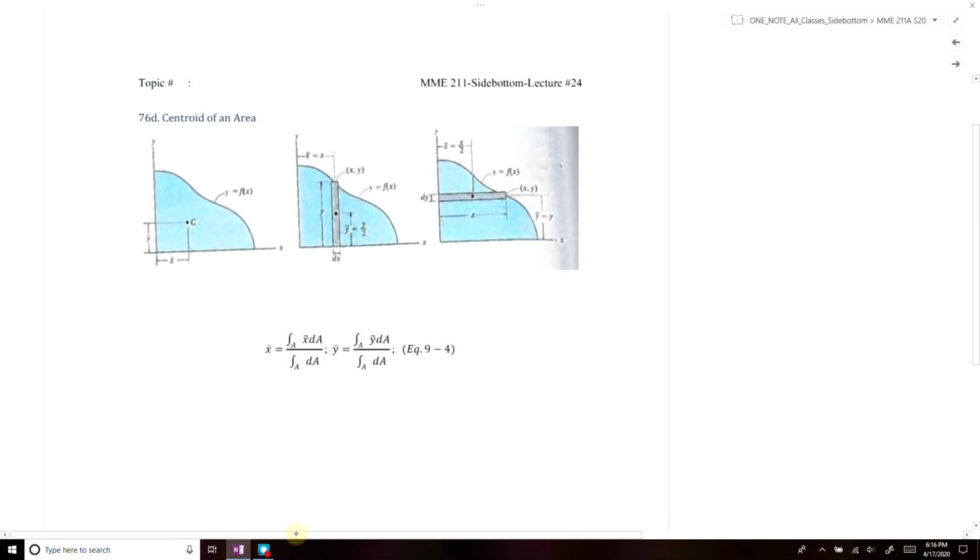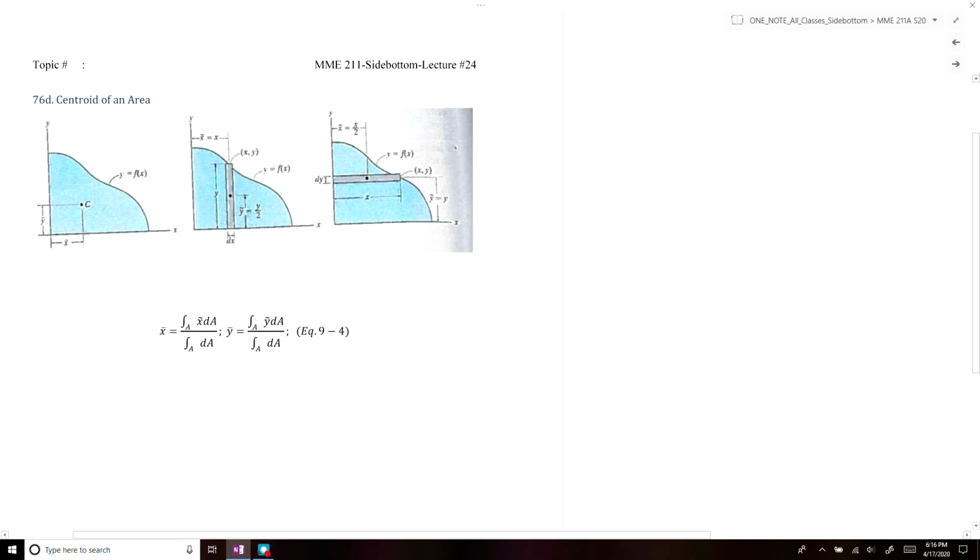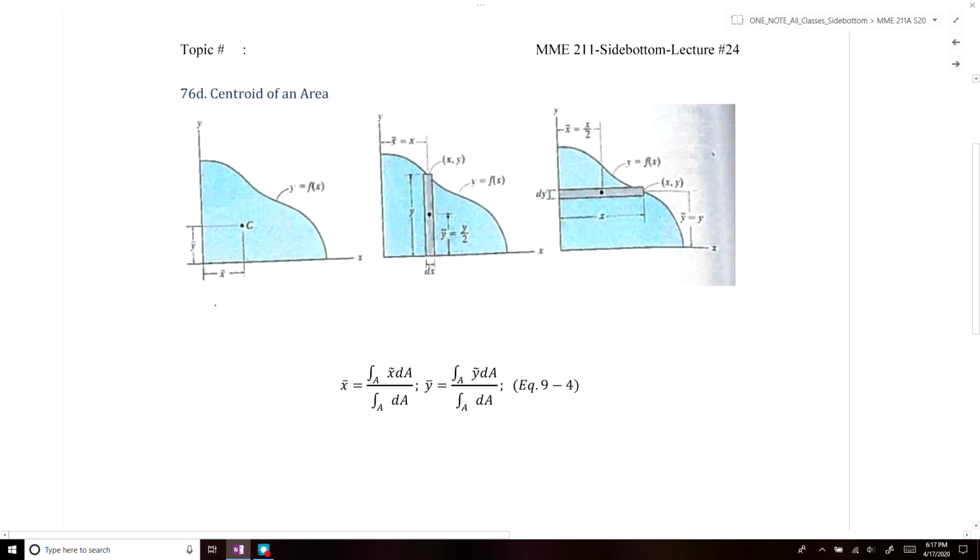The centroid of an area is defined using x bar and y bar, since it's only a 2D shape in this case. You can solve for x bar and y bar using these two equations here. To solve both of these equations, you need to define three things: you need to determine what is x tilde, what is y tilde, and what is dA equal to.